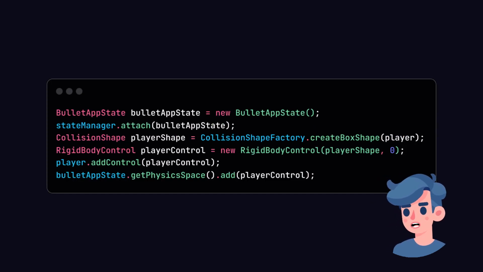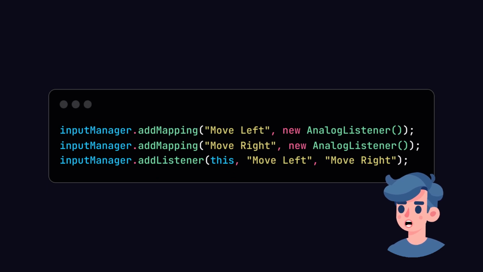We will also need to add collision detection to interact with the game world. JMonkey Engine has a built-in physics system that we'll use. Now let's implement character movement.